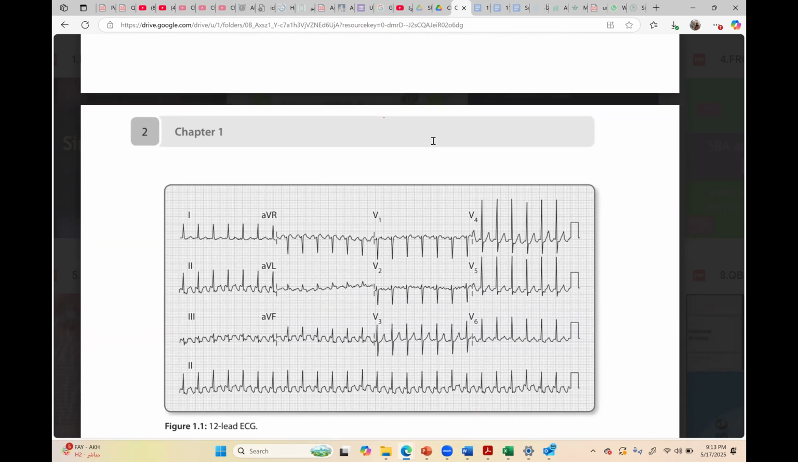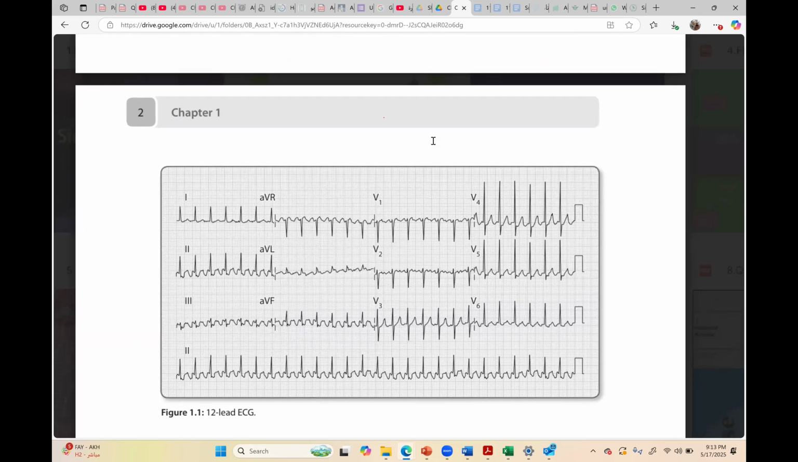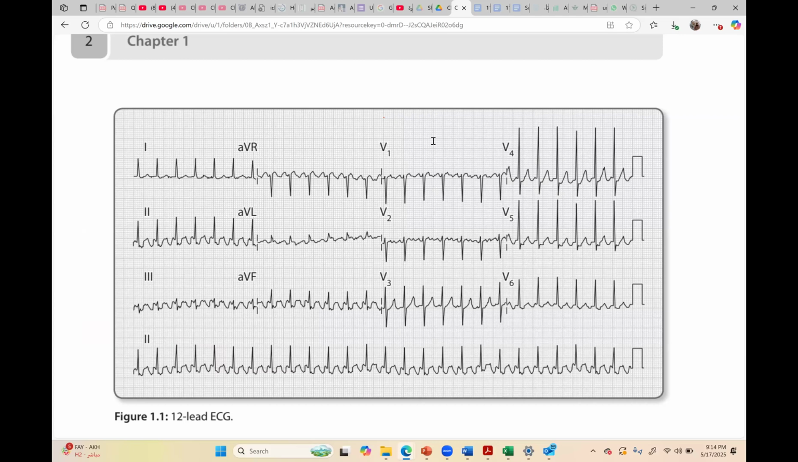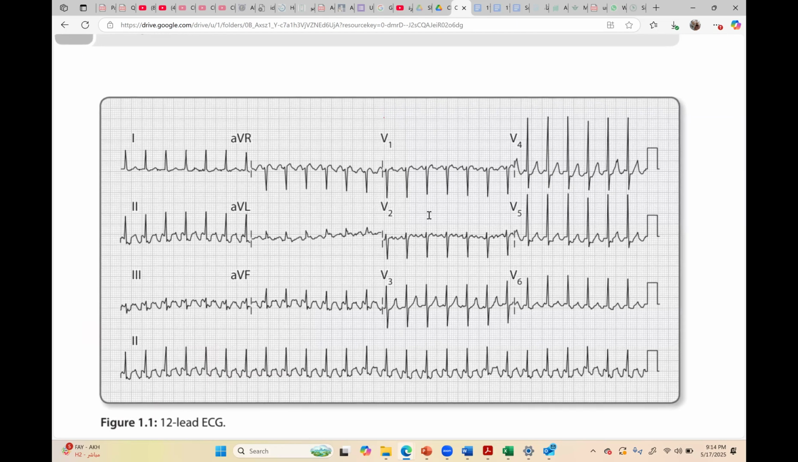So what information can you get from the ECG? What is the rate? It's a tachycardia. What is the rhythm? Is it sinus? Anyone, please? Is it sinus rhythm?